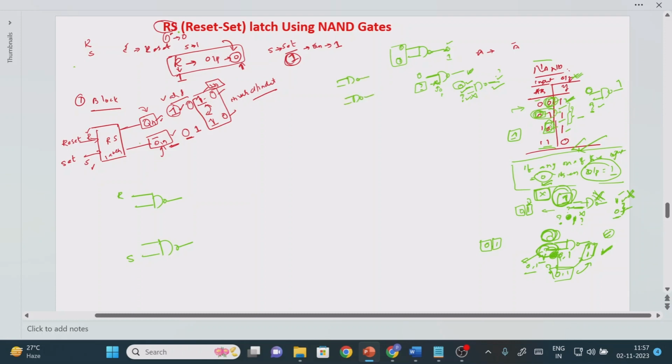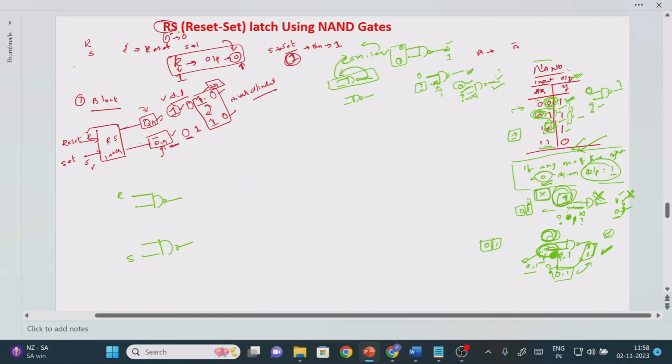Now try to understand. Pause the video and try to find the solution, whether it is a combinational logic circuit or a sequential logic circuit. What is the answer? The answer is that this is a combinational logic circuit. Why is it a combinational logic circuit? Because the output completely depends upon the input value.